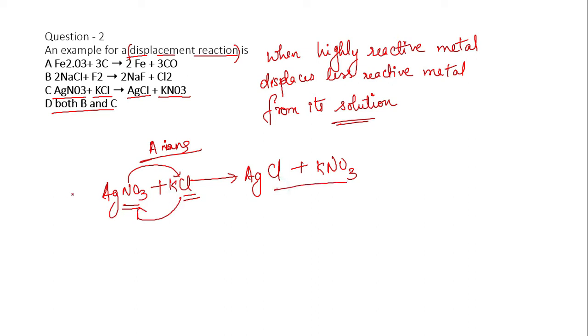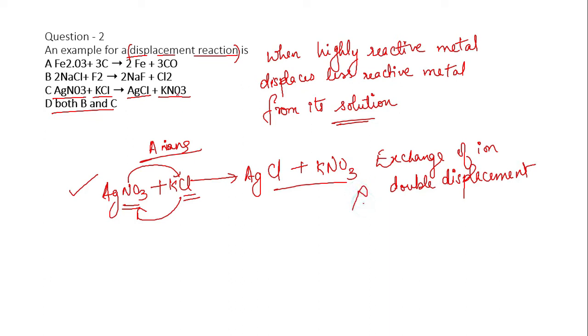So whenever there is an exchange of ions, which kind of reaction is this? It is your double displacement reaction, right? Since this is a double displacement reaction, can we put it in the displacement reaction? The answer is no. So this one is wrong. When C is wrong, D automatically becomes wrong, because here B and C both are written. So C and D options are wrong.